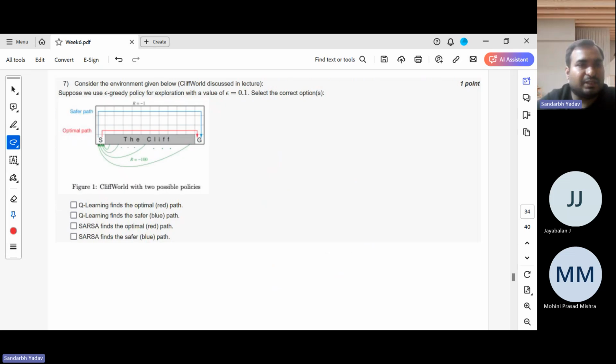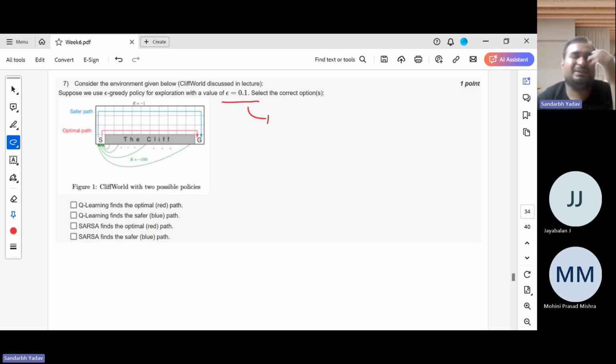Now I'll move to question 7. This is actually the cliff-walking problem, which we have already seen the code for. It was demonstrated in lecture, and I think it's in the book also. So this is everywhere. Consider the environment below. Suppose we use an epsilon greedy policy for exploration with epsilon 0.1, the same epsilon which we used before. Now we need to select the correct option.